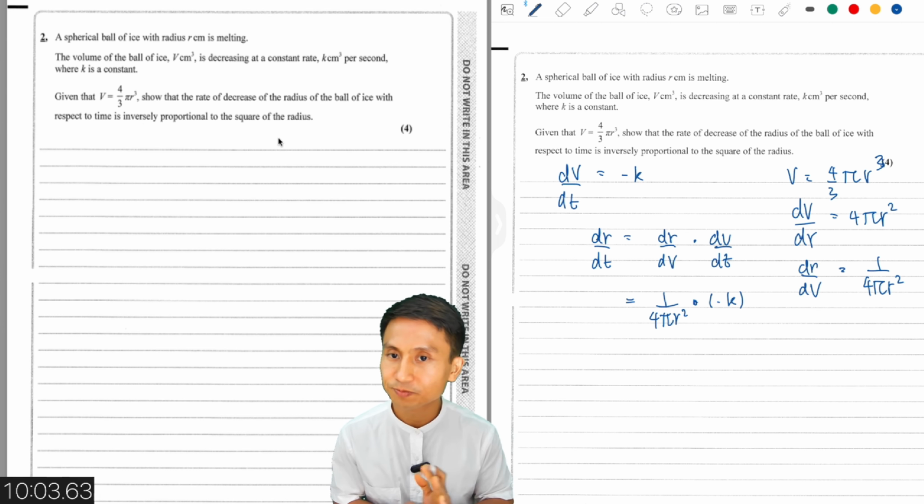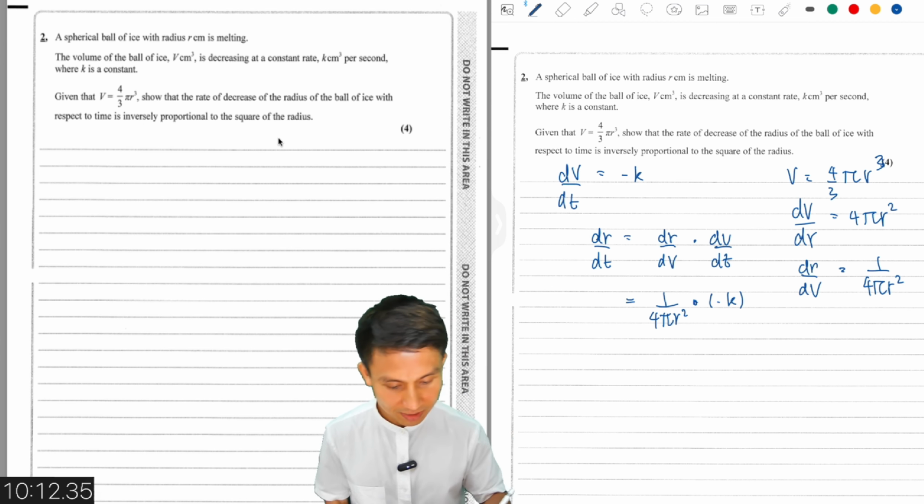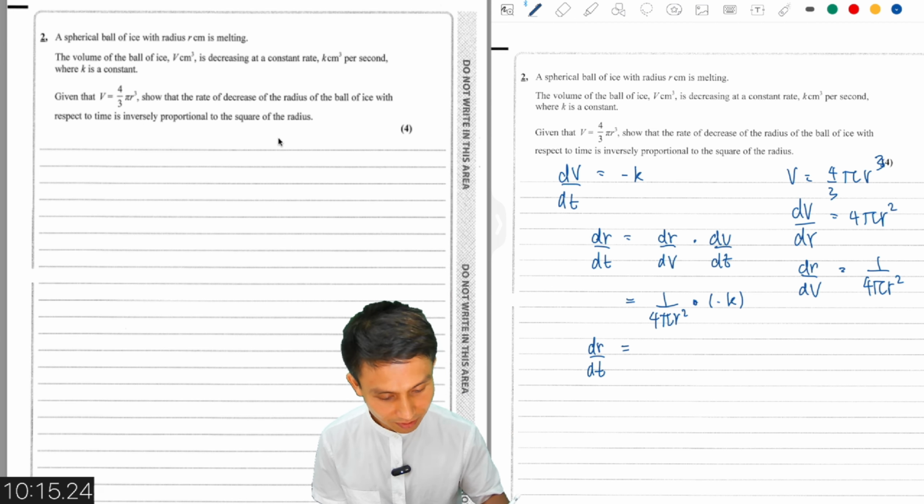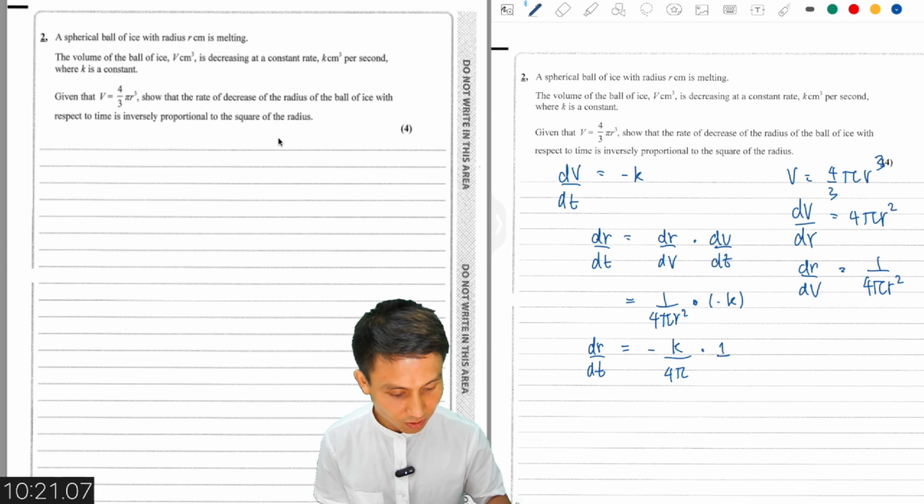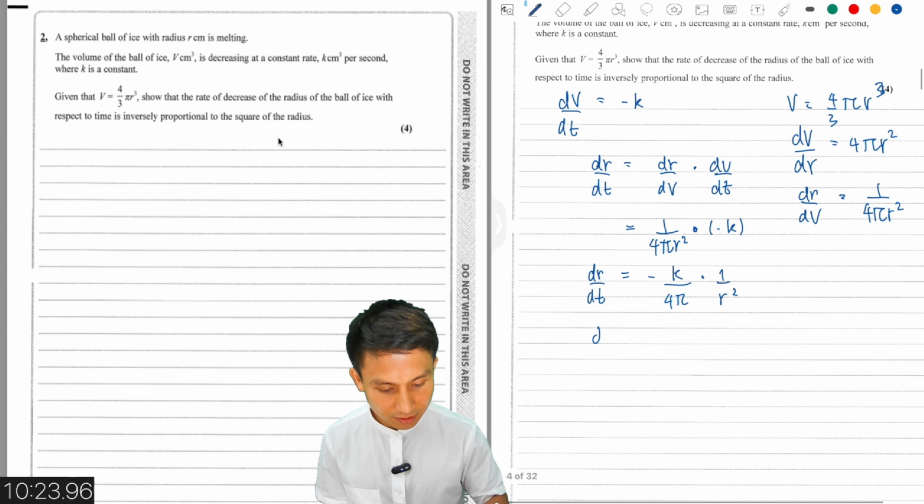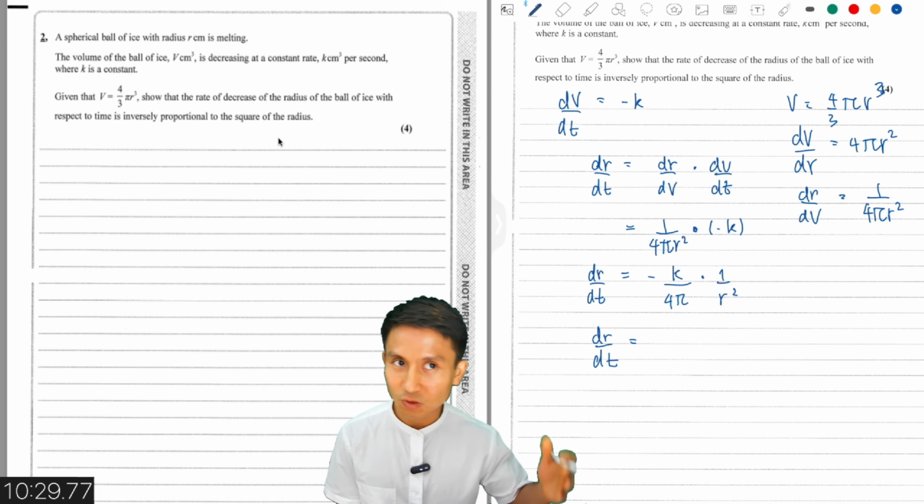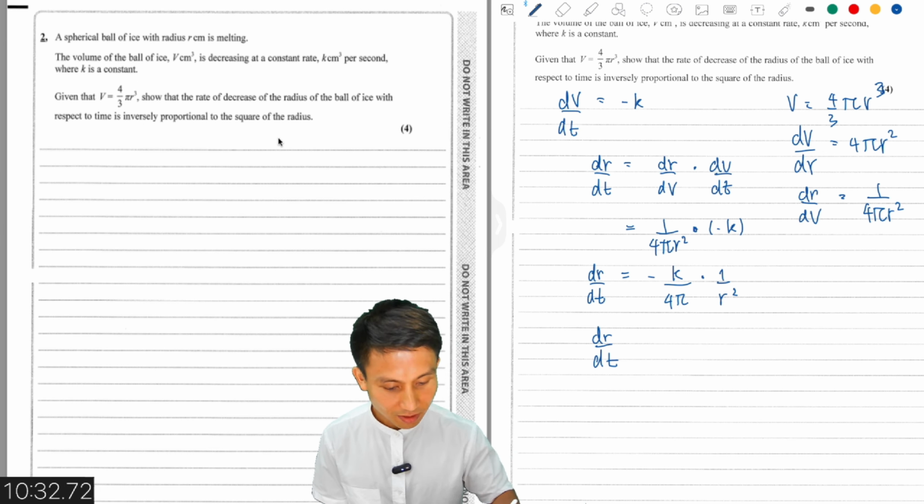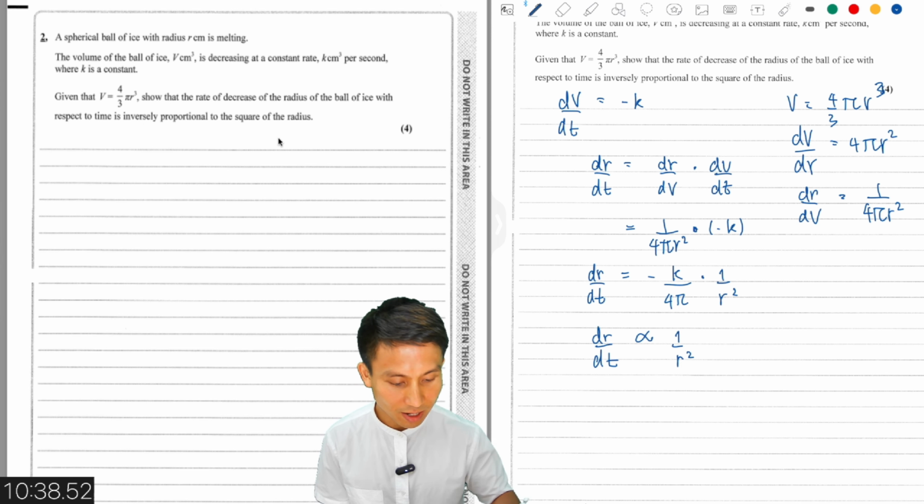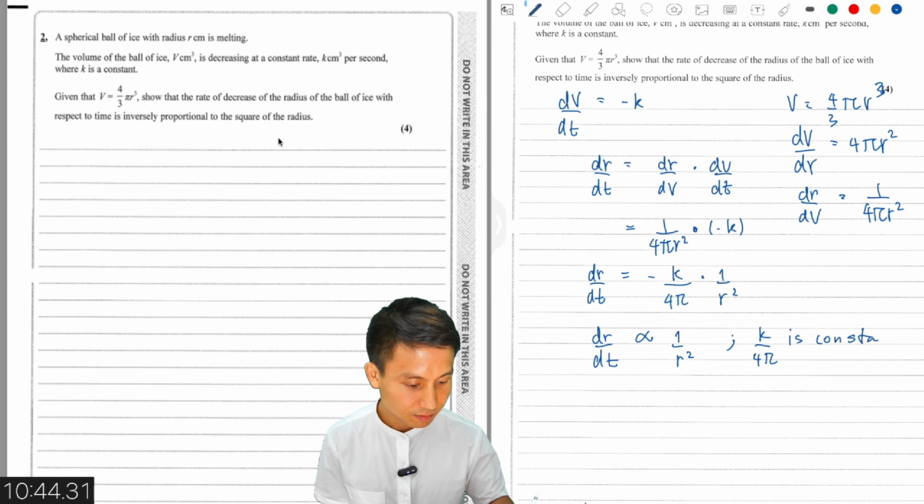Show that the rate of decrease of the radius of the ball of ice with respect to time is inversely proportional to the square of the radius. We got it. Actually, that's not hard. So it's just minus k over 4 pi times 1 over r squared. And this is just dr by dt equals some constant times 1 over r squared. So it means that this is proportional to 1 over r squared, and k over 4 pi is a constant.